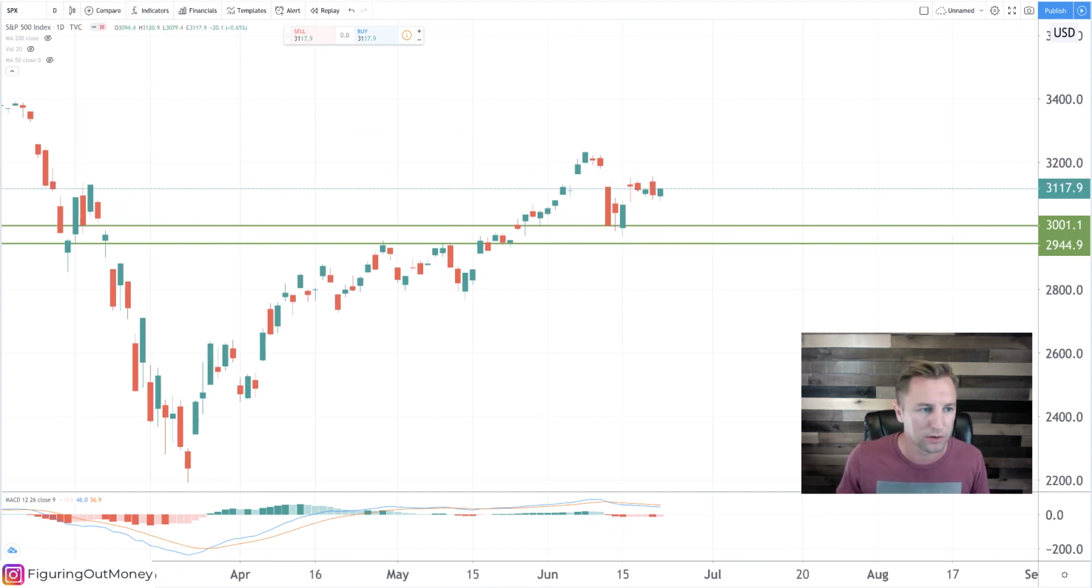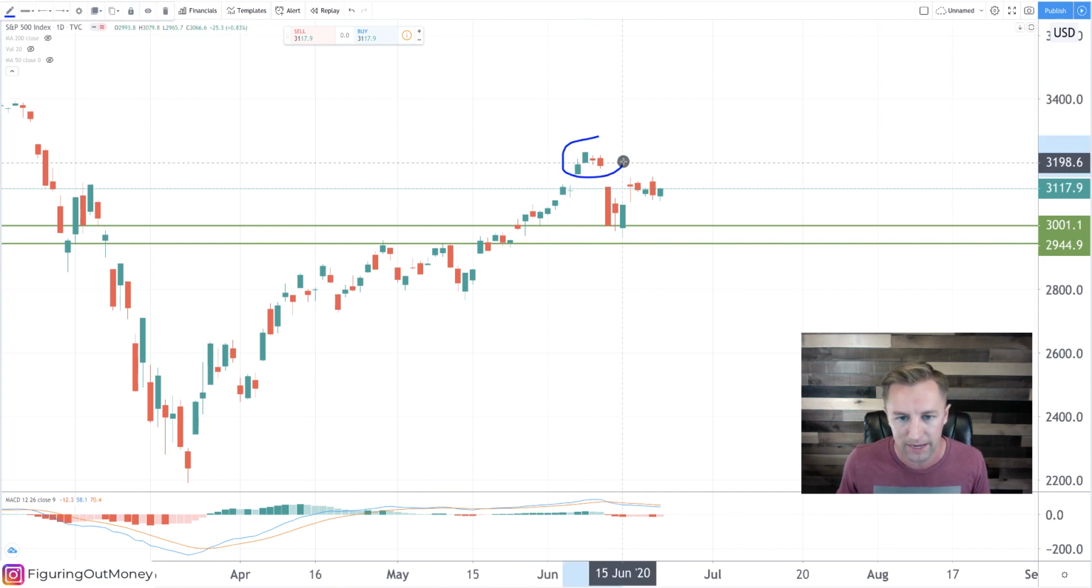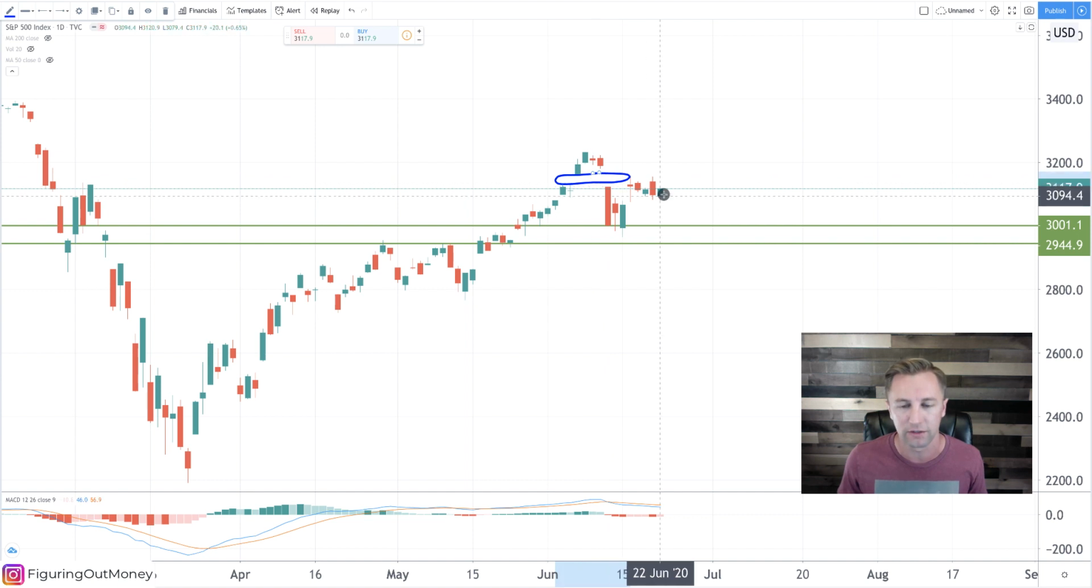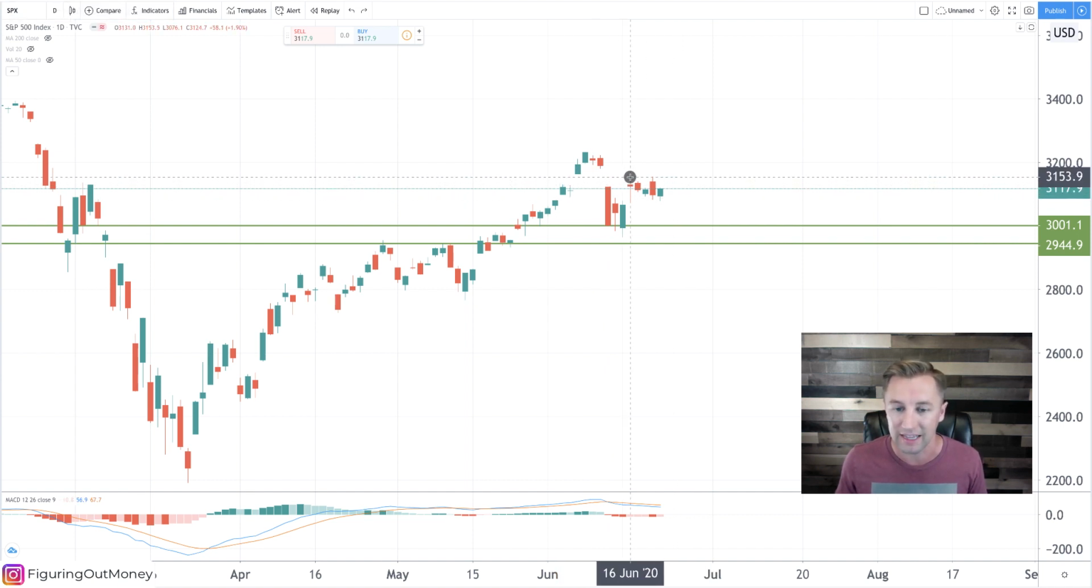That gap is known as an island reversal pattern. Basically what took place is it gapped up, moved sideways, and then gapped way down, leaving this empty space throughout here. And it still has not filled that gap. It's likely that it would potentially fill it. We've been talking about that.